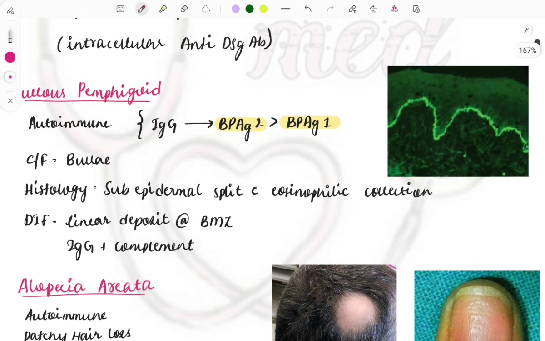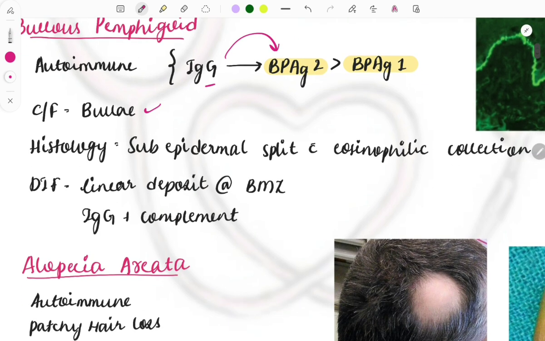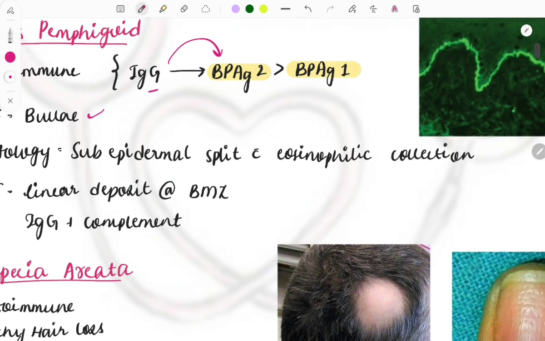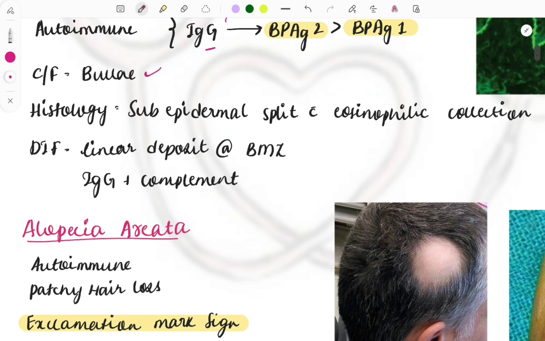So this is also an autoimmune disease, and what happens in this is the IgG attacks the BP antigen 2 or the BP antigen 1 cells, and the clinical feature is the formation of the bulla. On histological examination, you can see subepidermal split with eosinophilic collection in the layers of the skin, and on the direct immunofluorescence, you can see linear deposit at the basement membrane.